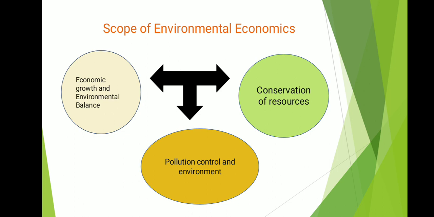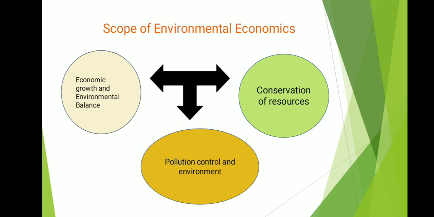Scope of environmental economics. As I told earlier, environmental economics has a very vast scope. First thing, economic growth and environmental balance. This is very important. That shows the links between economy and the environment. Second one, conservation of resources. Then, pollution control and the environment. Let us begin by considering in general the ways in which the economy and the environment are interlinked. Then we will look at how environmental economics has developed and the scope of the subject.